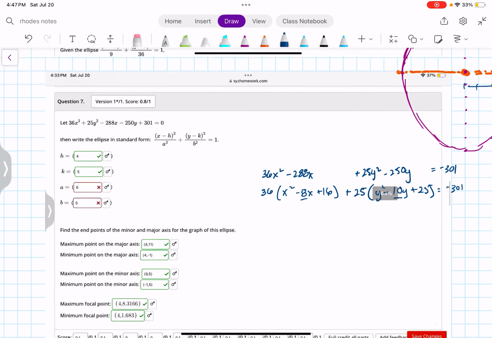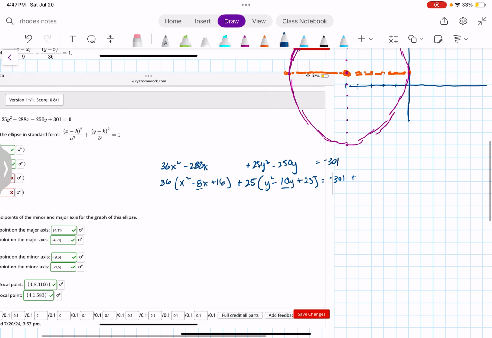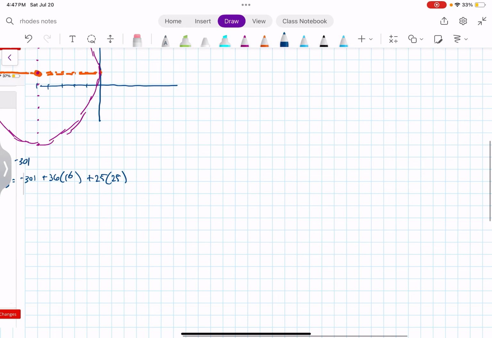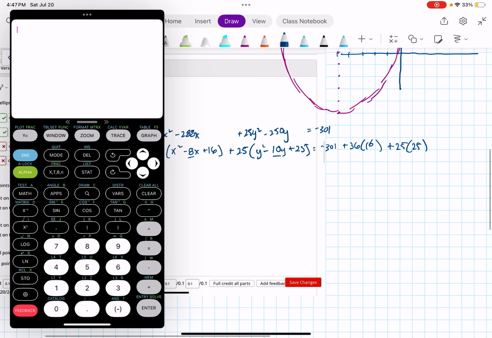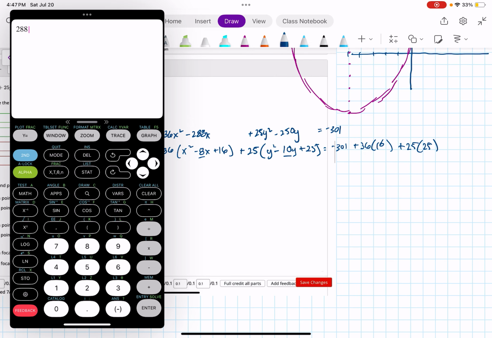Gives me 25. So now I added to the left, I added 36 16s and 25 25s. So let me get my calculator. Not sure where it's at. There we go. And I just want to double check that I did it right. 288 divided by 36 is 8. That's right. Okay. So we're going to have negative 301 plus 36 times 16 plus 25 times 25, which is 625. Gives me 900 on that side.